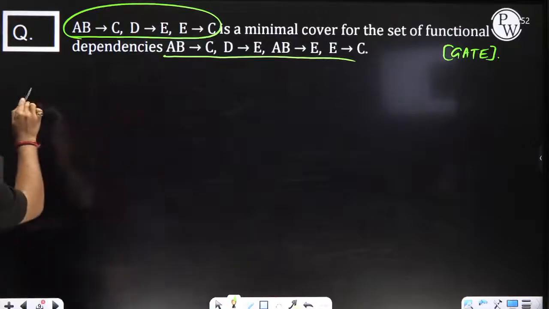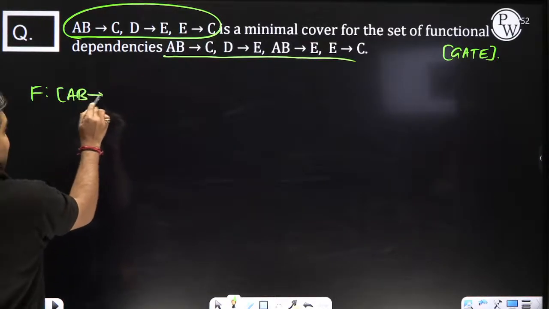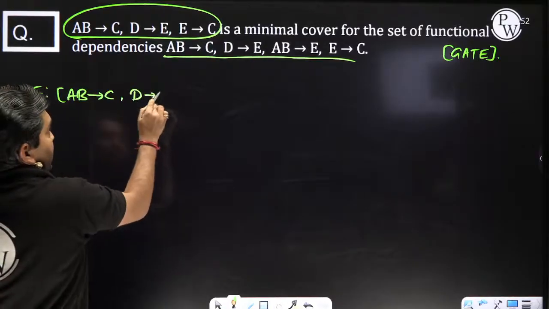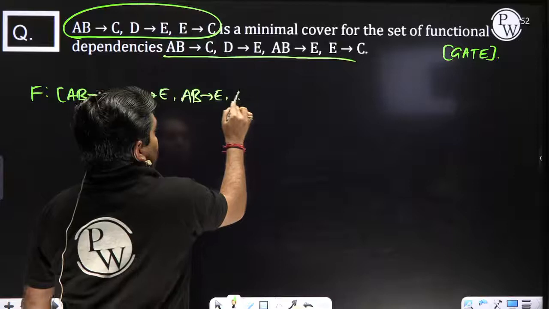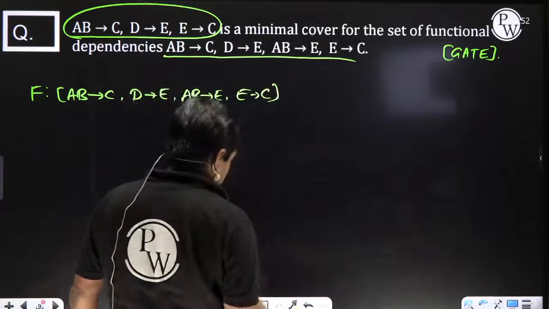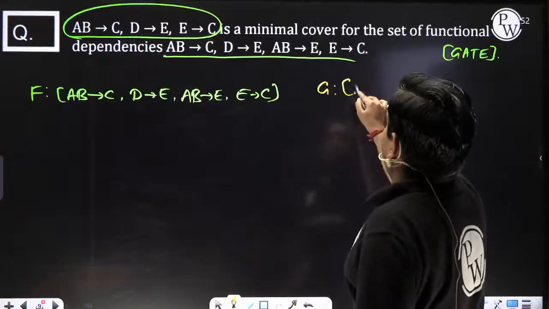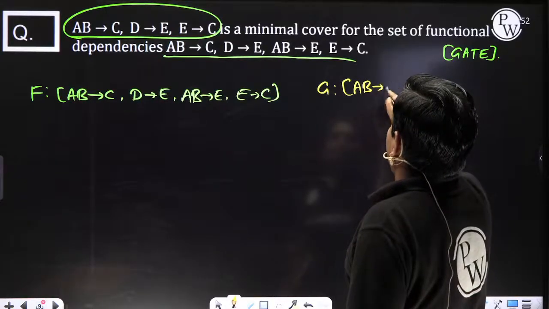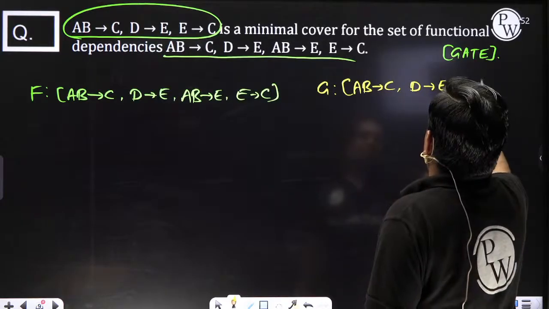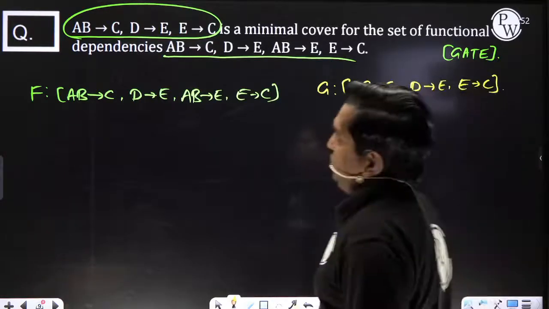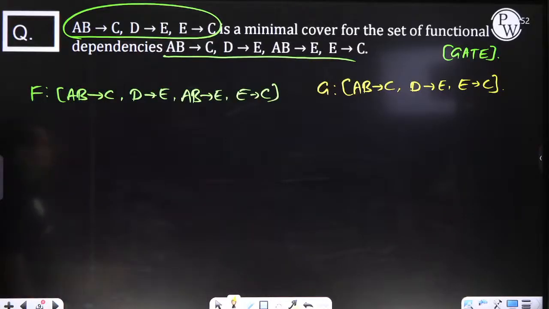So it means F is given: AB to C, D to E, AB to E, and E to C, and a minimal cover G is given. What is the G? AB to C, D to E, and E to C, my dear.